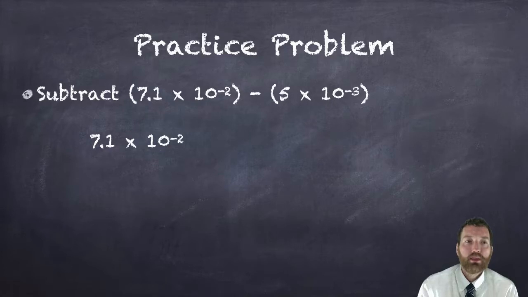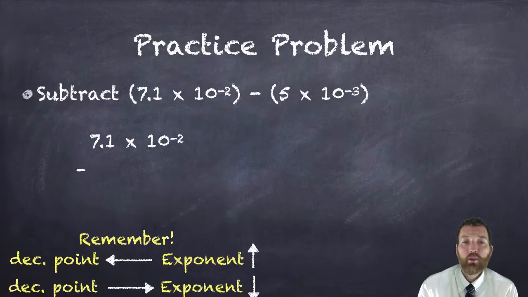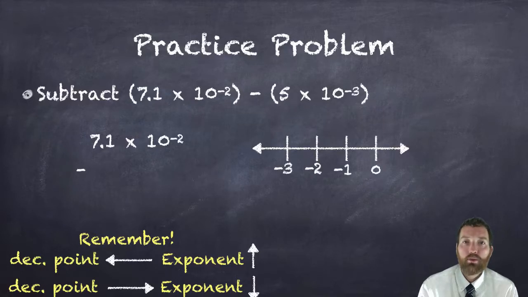Okay, so I'm going to take the number 7.1 times 10 to the negative 2, and I'm going to change the other number to 10 to the negative 2. So remember, I'm going to move the decimal point to the left if I want the exponent to increase, and move the decimal point to the right if I want the exponent to decrease. So we're dealing with negative numbers here, so it helps to remember our number line. If I'm at 0 and I'm going in the negative direction, like negative 3, and I want to make it negative 2, that is an increase in number. I'm getting closer to 0, so I'm increasing the exponent to make it negative 2.